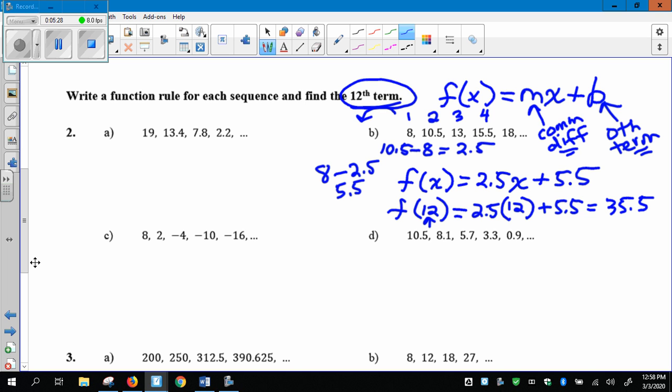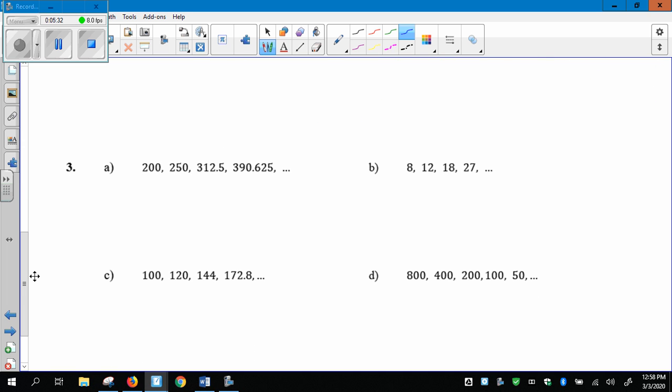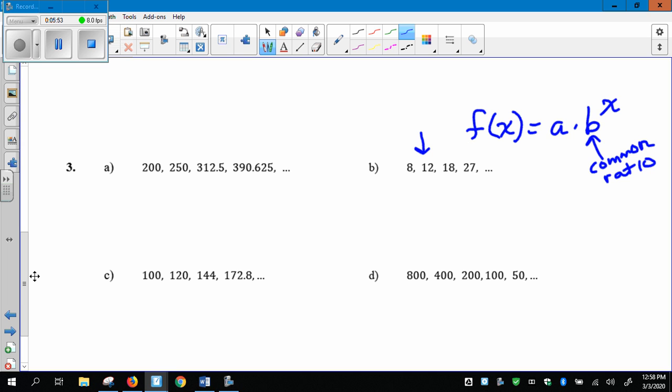All right, let's do a geometric series. Write the formula. I think I'll do this one right here. Okay, now the formula for a geometric series looks like this. F of x equals a times b to the x. On this one, whatever we're multiplying by, the common ratio, goes where the b is. And the a is our starter term, or our 0th term.